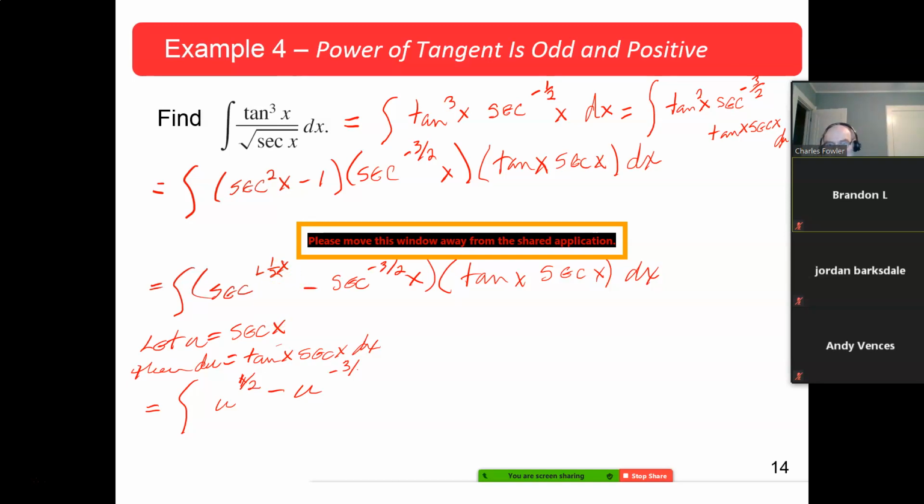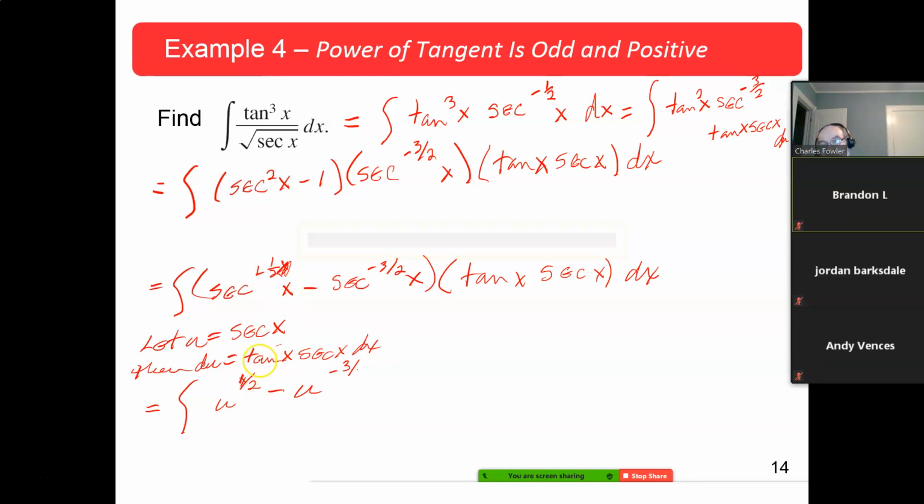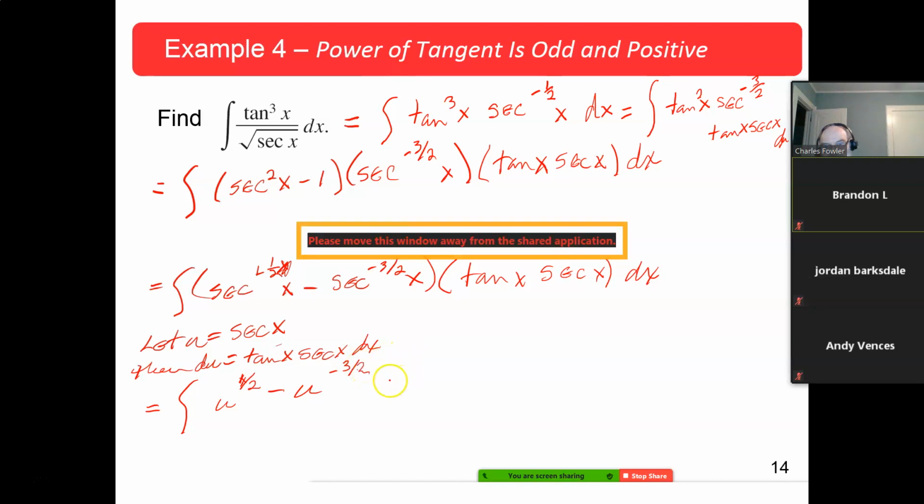Oh, yeah. See what I did? I put this up here. It should be down here. Secant to the 1/2, or the square root of secant x. So this is square root of u, because secant x is u. So that's to the 1/2. This is the minus 3/2. And then this part over here is just merely your du. Okay, we can integrate that, right?